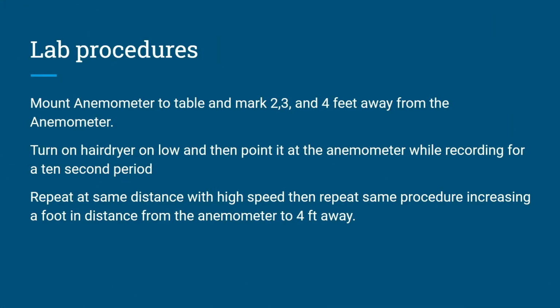The nanometer was mounted to a table utilizing duct tape, and 3 markers were placed 2, 3, and 4 feet away from the nanometer, marking the different distances that we would test. I turned the hairdryer on low and pointed it at the nanometer while recording at a 10-second period in order to test the rotations per second. I repeated the same process on high, then I moved back from the 2 to the 3 feet away marker and back to the 4, repeating both with low and high heat on the cool setting in order to turn the cups with the air.